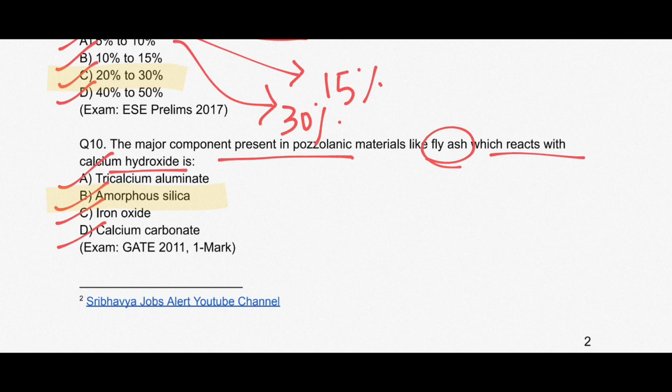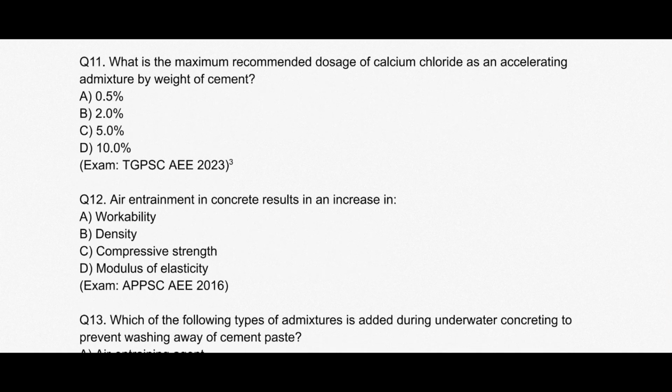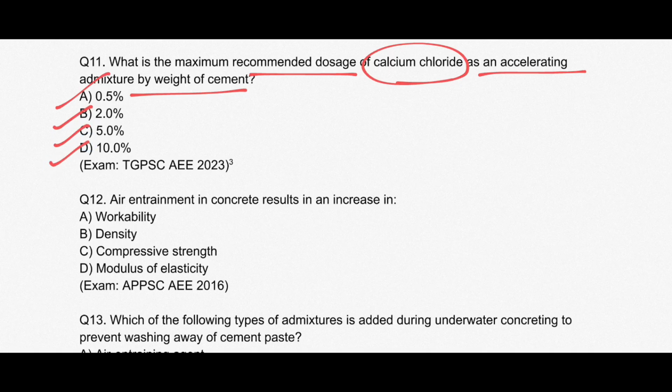So by reacting with the amorphous silica. 11th question. What is the maximum recommended dosage of the calcium chloride as an accelerating admixture by weight of the cement? Option A 0.5%, option B 2%, option C 5%, option D is 10%. So the answer is option B, that is 2%.